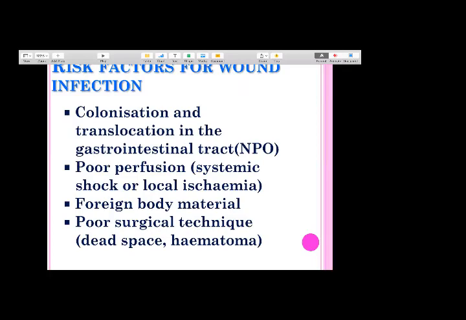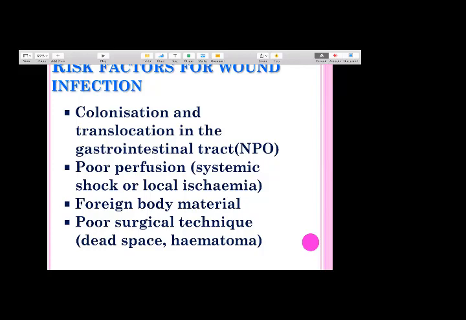Risk factors for wound infection kya ho sakte hain? Wo hai ki colonization and translocation in the gastrointestinal tract, poor perfusion, systemic shock or local ischemia, uss jagah pe foreign body material. These are all factors that promote infection and impair effective wound healing processes.